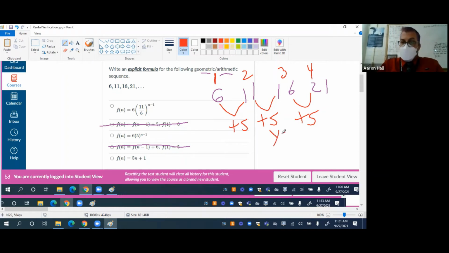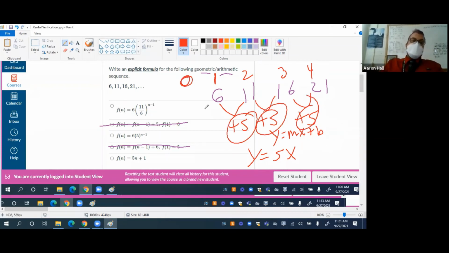And if this is arithmetic, I'm going to use my y equals mx plus b, right? What's the move? It's 5. We're moving plus 5 plus 5 plus 5. So I have y equals 5x. What's my begin? Yeah, I have to go back to my 0th term. If I'm adding 5 to each step, I need to subtract 5 to get to my 0th term. So that would be 1. So the answer is plus 1. So the answer would be right here. Number 4. Any questions about this?